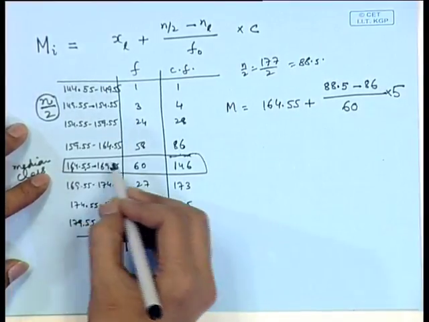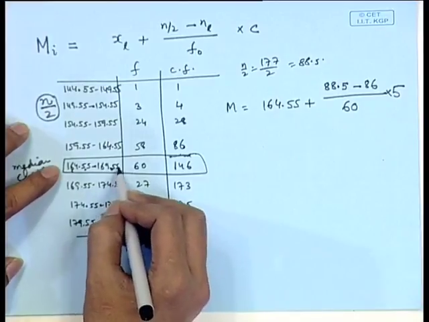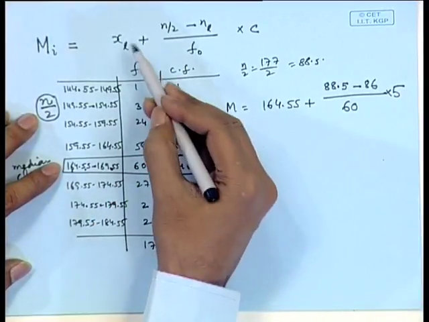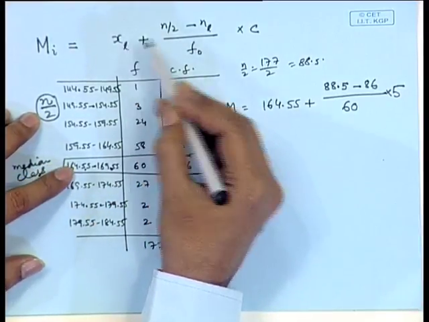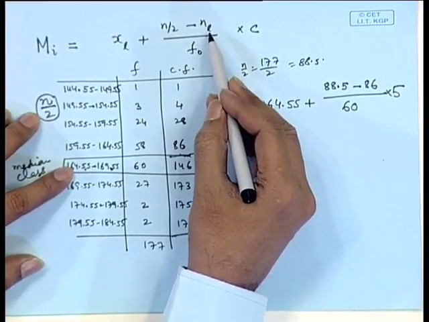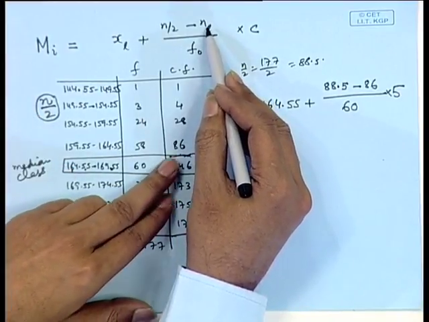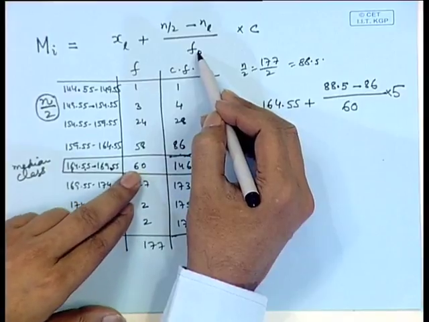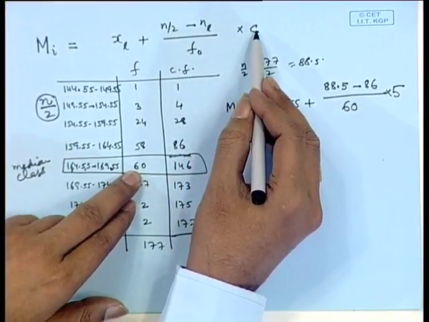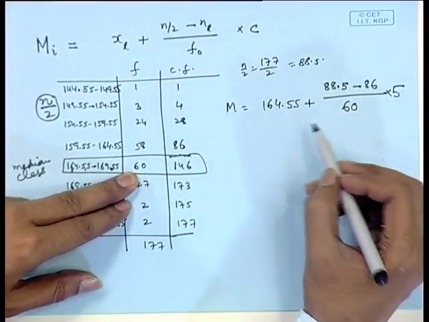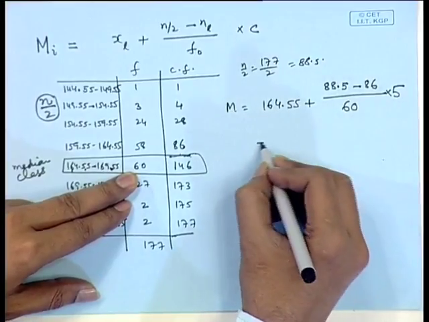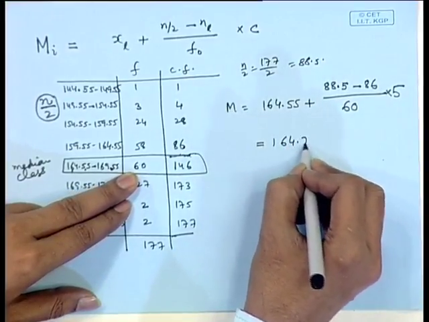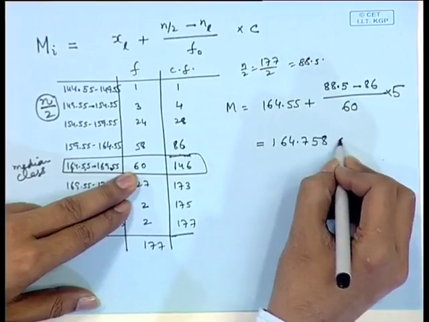So, this is known as the median class. Now, when we identify the median class, then x L denotes the lower limit of that class, n L denotes the cumulative frequency just before that class, f naught is the actual frequency of that class and C is the length of the class interval. So, once we substitute these values, this value turns out to be 164.758 centimeter.